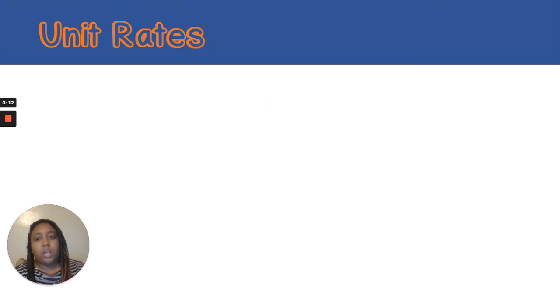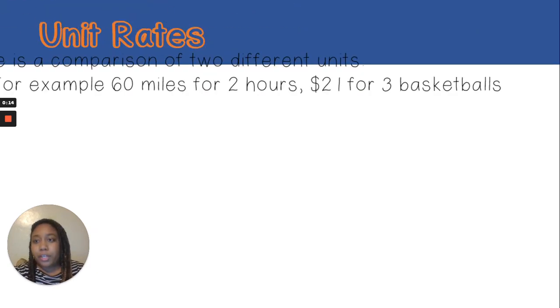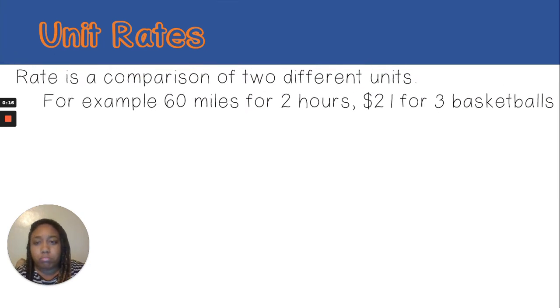So let's first talk about unit rates. A rate is a comparison of two different units. An example of that is 60 miles for 2 hours, $21 for 3 basketballs. Anytime there's two different units, that's going to be a rate.